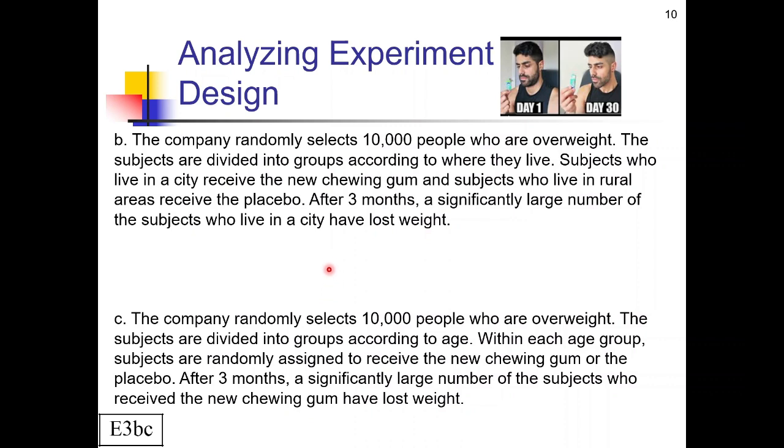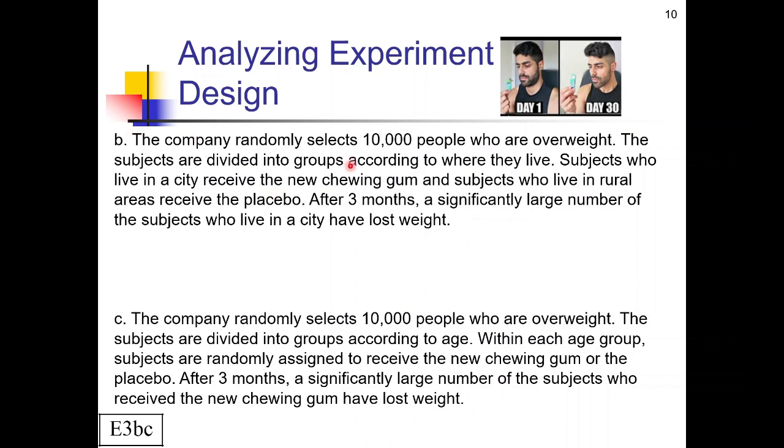Alrighty, so we have the same pharmaceutical company with its weight loss chewing gum, and here's another person trying it out. Here's 2 more different studies that they set up involving this question. Pause the video, read through each situation, and lend your insight on what you think about the design of these experiments.